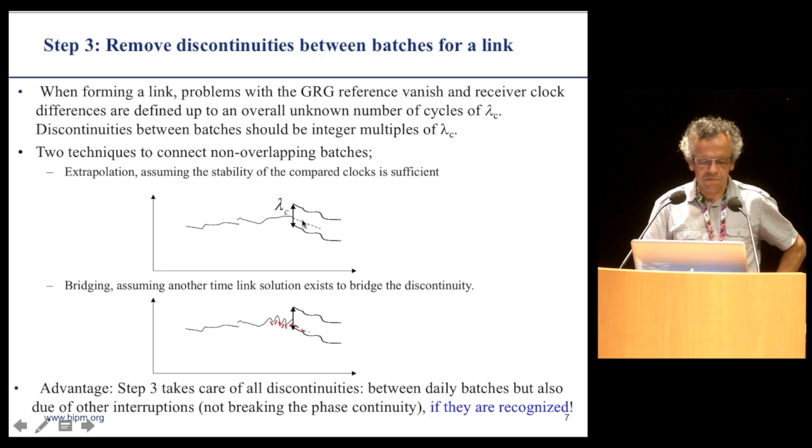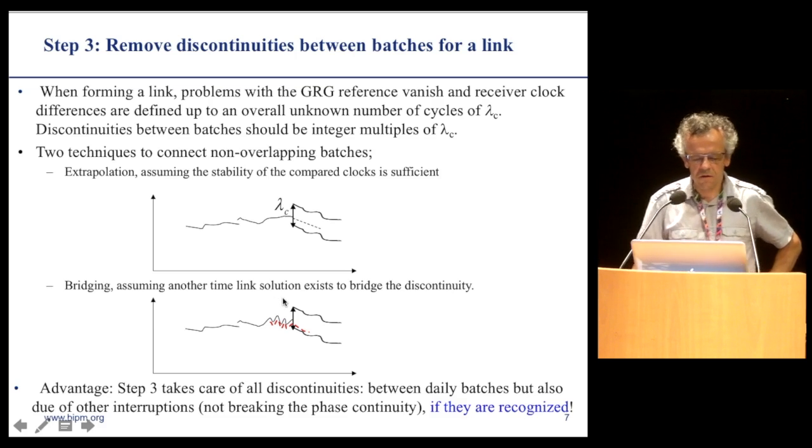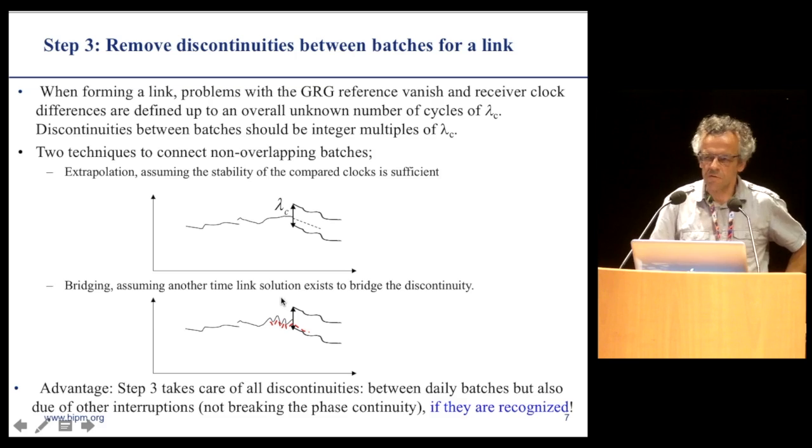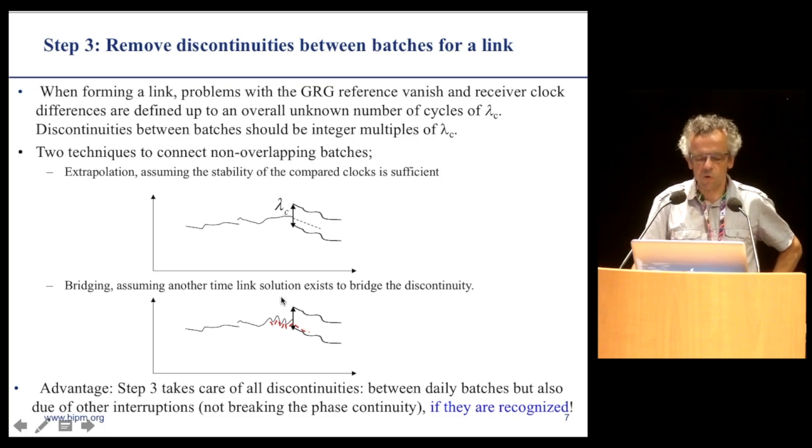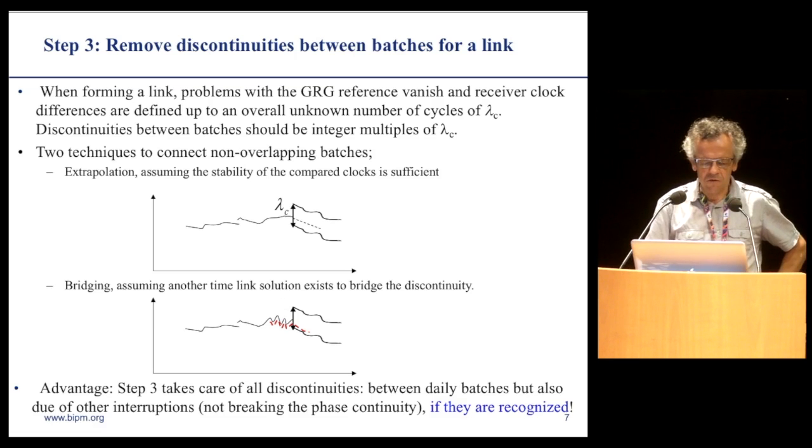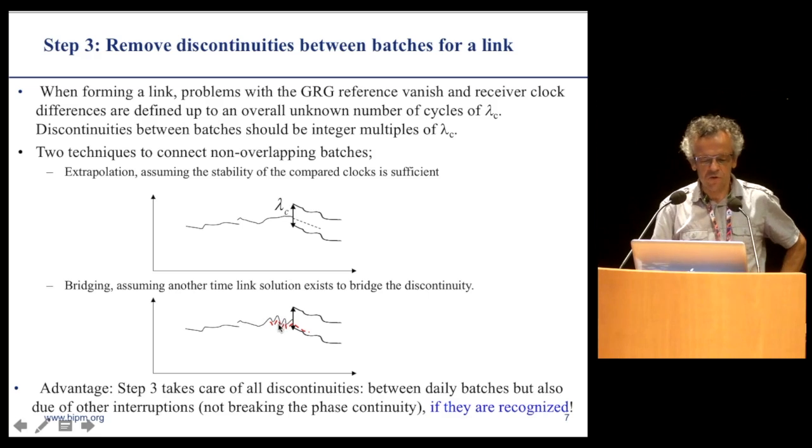If you don't have a hydrogen maser, then you are in trouble, because the instability of the clock can easily reach the level where you get confused. And then you should use some bridging technique. I mean, another independent, preferably frequency technique that allows you to choose which integer number you should choose to link the day to the next day.